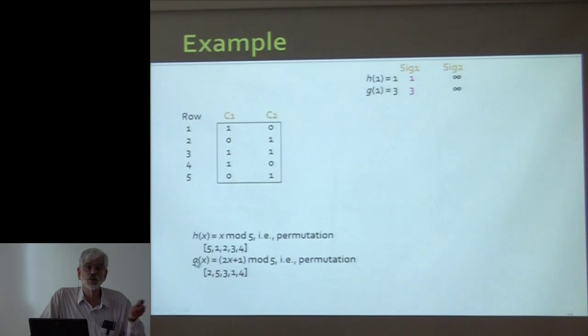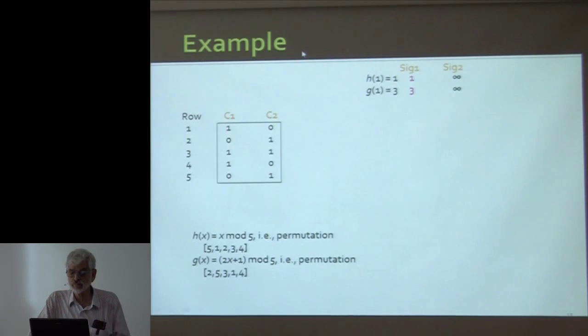I only have two hash functions, very short signatures, unrealistically short. g of x is 2x plus 1 mod 5. So for the second row, 2x plus 1 is 5, mod 5 is 0, so row 2 appears first, then row 5, row 3, row 1, and then row 4. In this case, these are perfect hash functions. There actually are no collisions, but again, that doesn't matter.